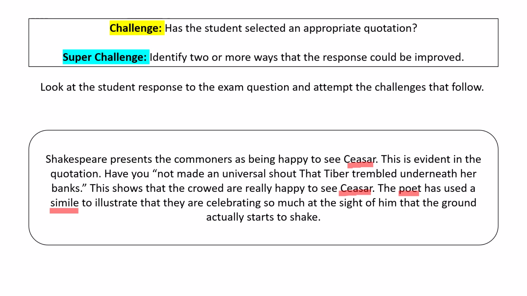So they've used a simile to illustrate they're celebrating so much at the sight of him that the ground actually starts to shake. So yes, they are actually trying to interpret it. They've got a little bit of analysis, but there's no link to the question, and this is a little bit undeveloped. Hopefully you're able to identify those kind of mistakes within the extracts. If you've got anything else that you'd like to comment, please do leave one below.